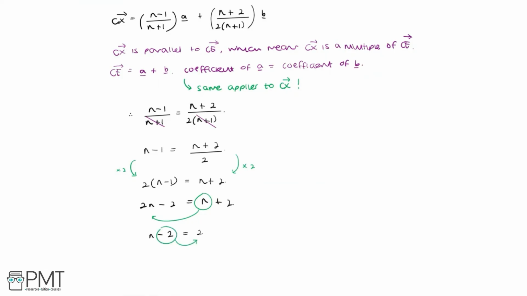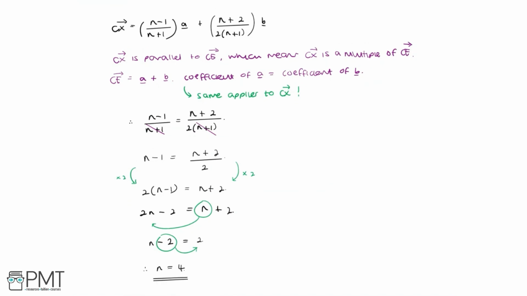We can move the minus 2 from the left-hand side to the right-hand side by adding 2 to each side, and so we're left with n is equal to 4. And so we've now completed part B and found that n is equal to 4.